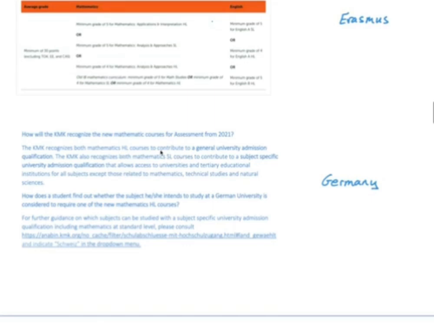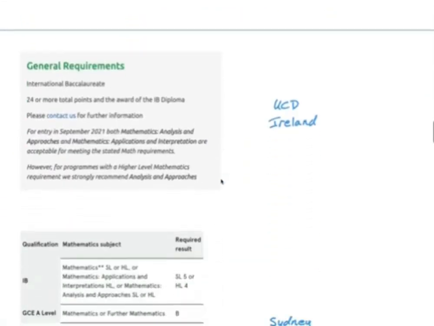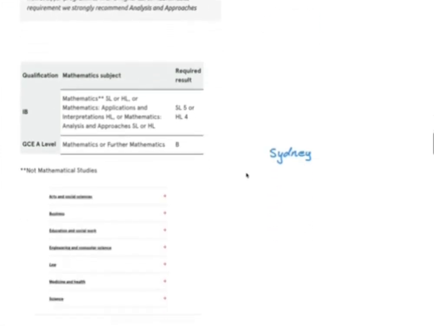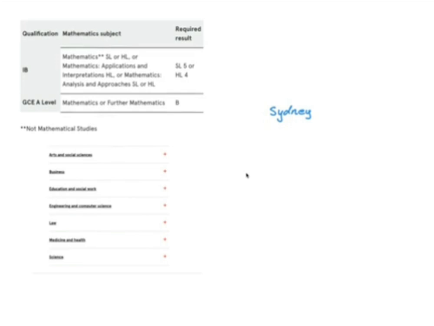Germany, they accept both HLs as the same to get into general university, and both SLs are the same to get into subject-specific university admission qualifications. So that's like subjects except those related to mathematics, technical studies, and natural sciences. UCD Ireland, these are just, again, some examples, guys. So it says, for programs with higher level mathematics requirement, we strongly recommend analysis and approaches. There you go.